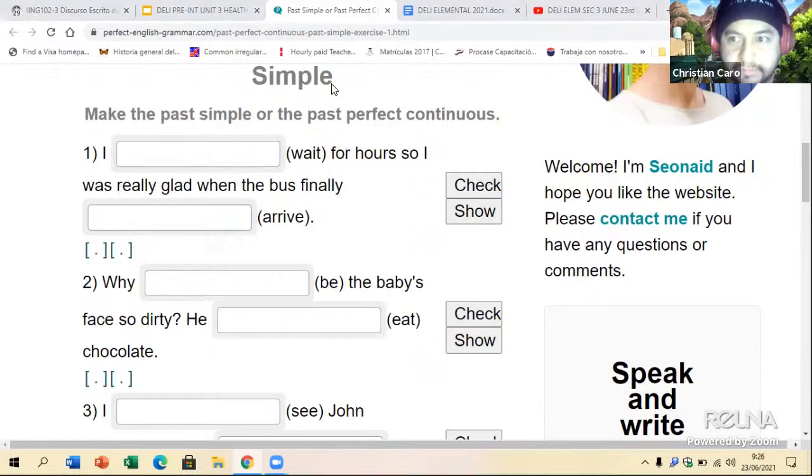I'm going to read the chat room. Fran dice waited. All right. Let me check. I waited for hours. So I was really glad when the bus finally. Si fuera waited, tendría que ser had been arriving.